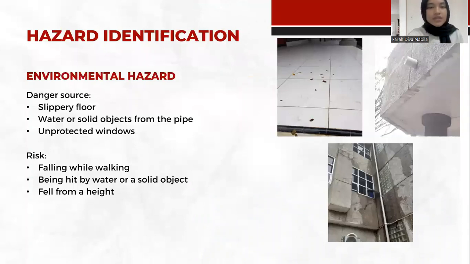First is hazard identification. Before determining the identification of hazards, a survey was carried out at the rectorate to find out the hazards that exist. First, the environmental hazard, which can be seen from the first picture. The danger source is a slippery floor, so the risk is falling while walking. In the second picture, it can be seen that water or solid objects come from the pipe, so the risk is being hit by water or solid objects from the pipe. This is the pipe. And the last picture is unprotected windows, so the risk is falling from a height.